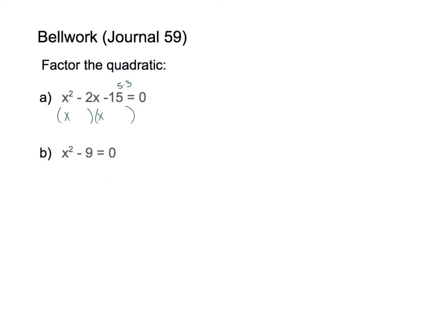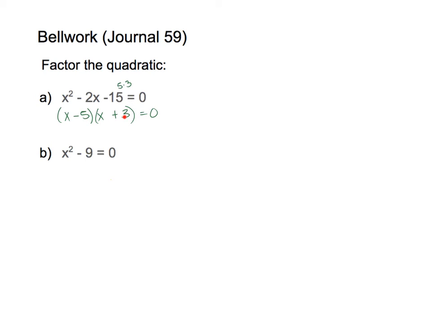So this is where I have to put my x's down because if I drop my x's, I can multiply them to get x squared. Here's a 5, here's a 3. Now, this is a negative 15, which means one of them is a negative. So I'm going to choose the 5 to be a negative and the 3 to be a positive. And this is just me guessing and checking.